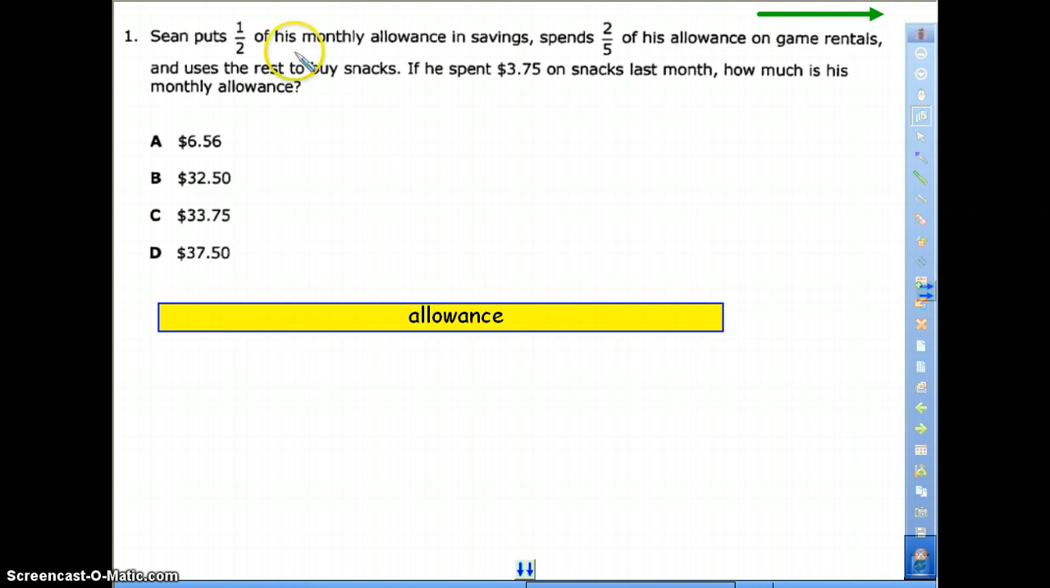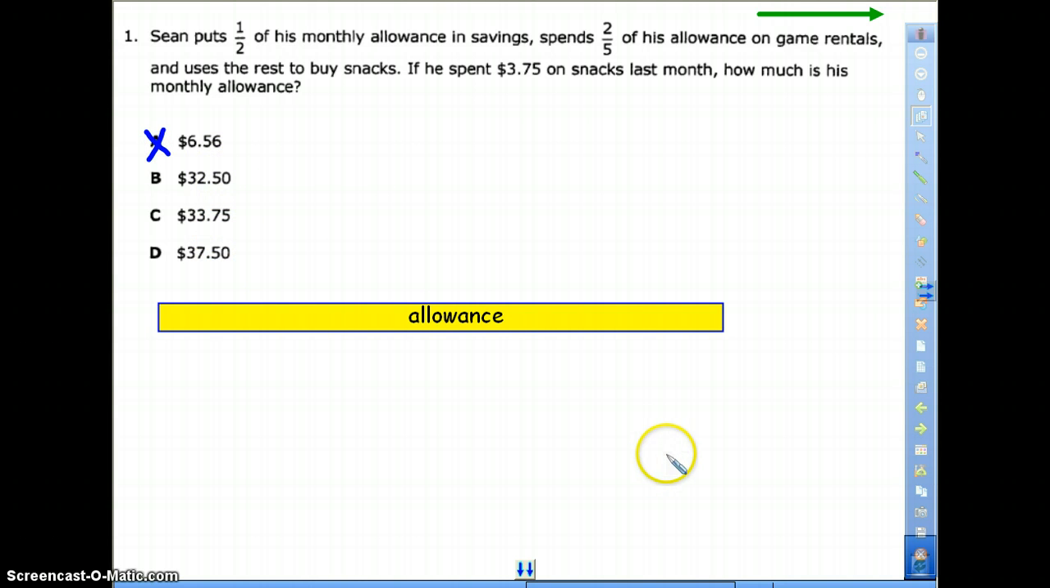Sean puts 1/2 of his monthly allowance in savings. He spends 2/5 of his allowance on game rentals, and he uses the rest to buy snacks. If he spent $375 on snacks last month, how much is his monthly allowance? Okay? And I can look at these answers, and if he spent $375 on snacks, I put these kind of parts into other things, I know the answer cannot be A. It's going to be one of these.